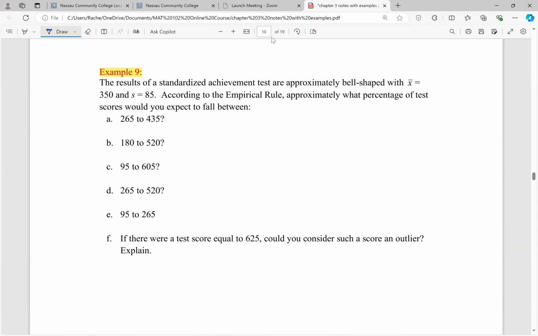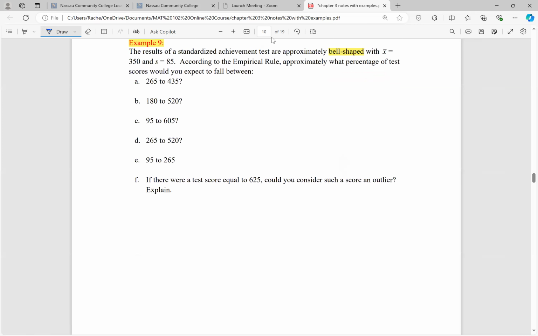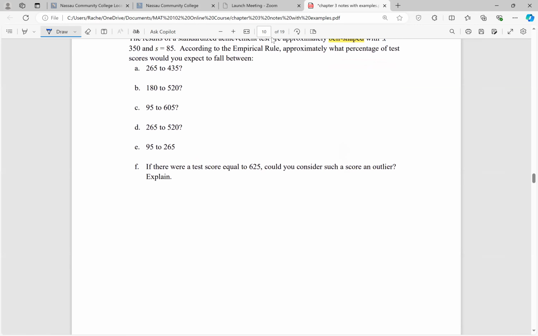So before we can answer these questions, we need to sketch a picture, right? Because I need you to envision what these tests look like. Well, I have a really important piece of information right here. It says test scores are bell-shaped. And I also told you the mean, which is 350, and the standard deviation, which is 85. So we can draw a picture with that, right? So why don't we go below and let's sketch what this would look like.